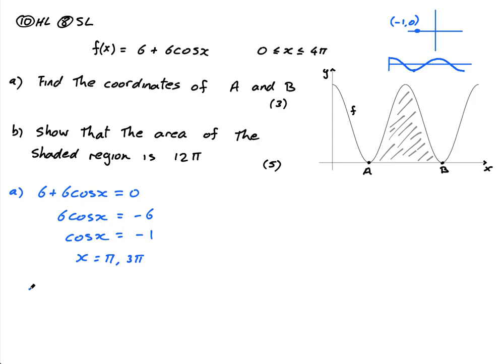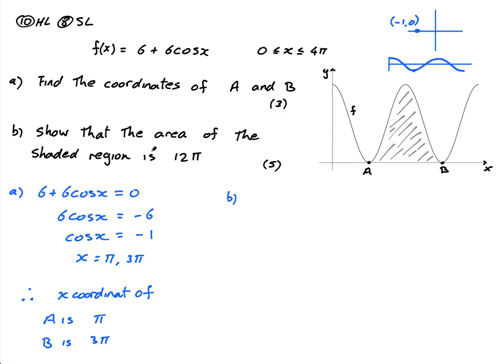So I'm going to say, therefore, the x-coordinate of A is pi and B is 3 pi. So this is pi and this is 3 pi. Done.